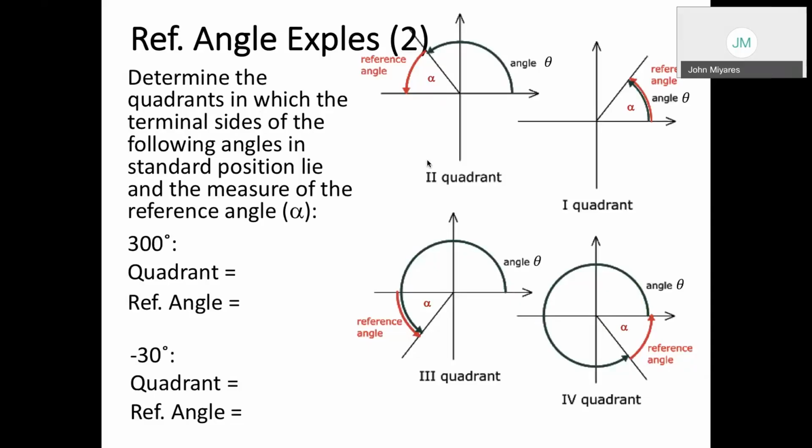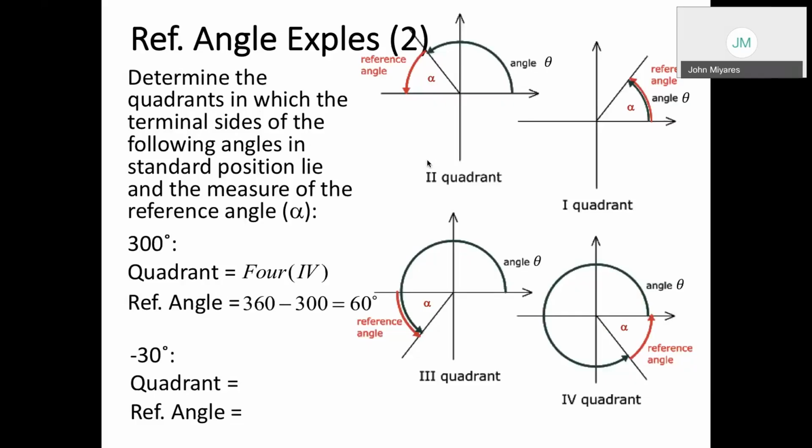So 300 degrees will lie in quadrant 4 because 300 is bigger than 270 but less than 360. Then the reference angle will be 60 degrees because we're 60 degrees away from the nearest x-axis.